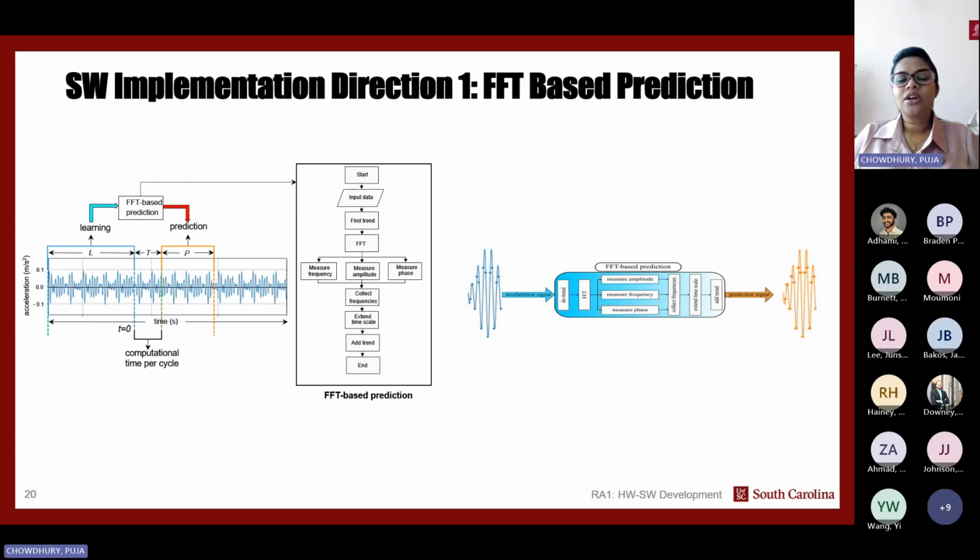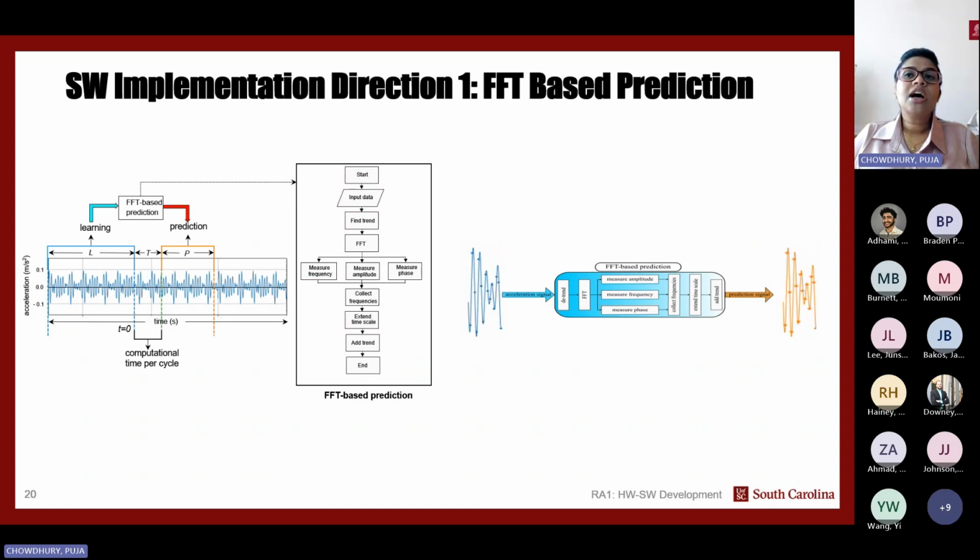Now research area 1, start with the first approach, software implementation approach, FFT-based prediction. How does this prediction work? If we look at the left side, here is the flow chart. It starts with the input data, with a learning window length, which is L. Then it's passed to the trend step. We need to find the trend and remove it from the input data. Next step is the FFT. After FFT, we measure frequency, amplitude, and phase.